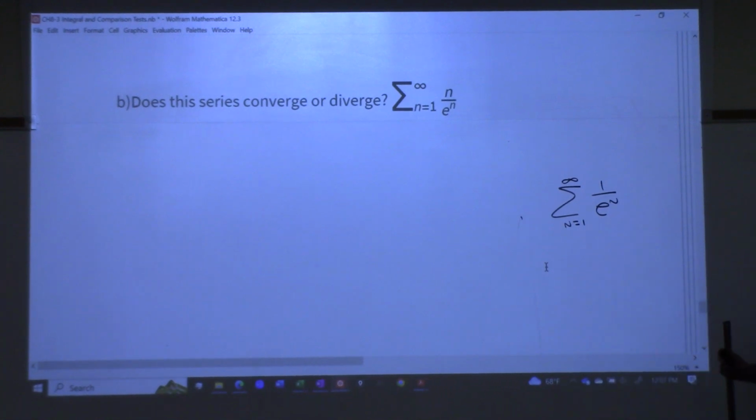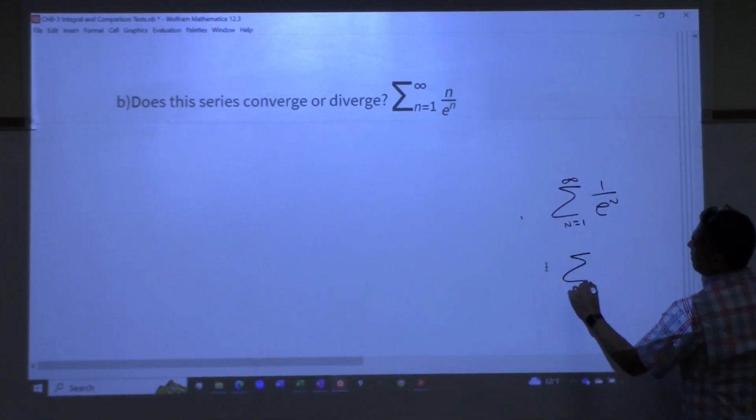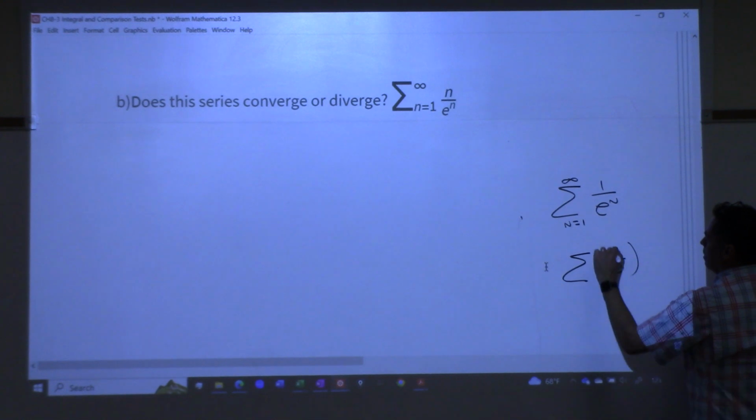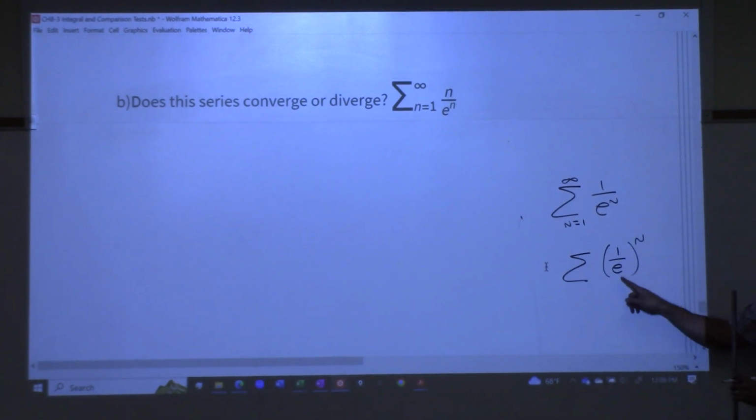That would have been geometric, because then I would have been able to rewrite that as 1 over e to the n, and that looks like an r to the n. That would have been geometric.